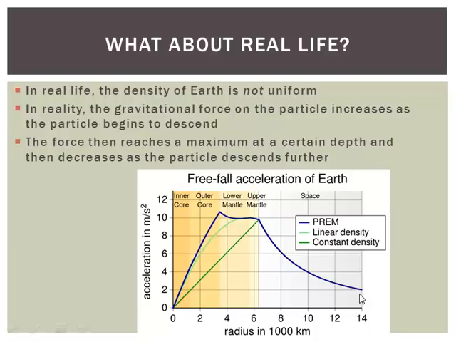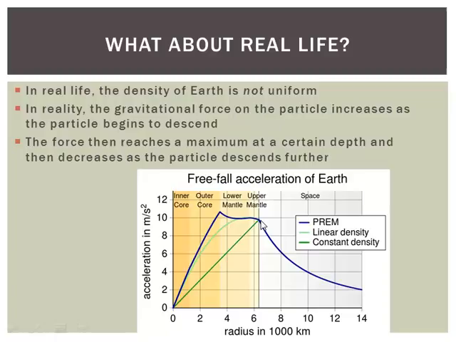So here's somewhere in outer space, and acceleration is on the y-axis. As we get closer and closer to Earth's surface, acceleration due to gravity increases. That makes sense. Now, what we just learned on the previous slide is we would expect it to do this green line. That's if we assume a uniform density.